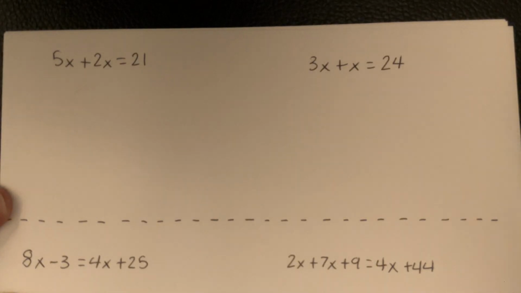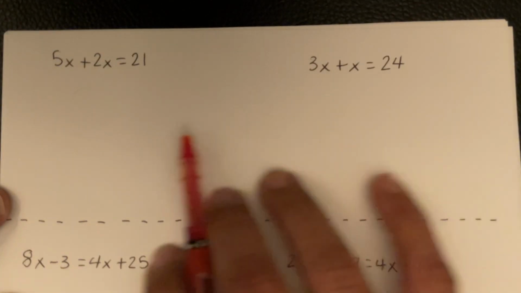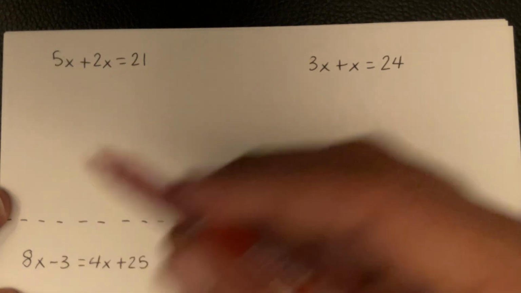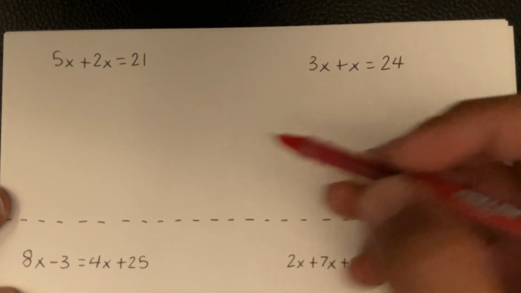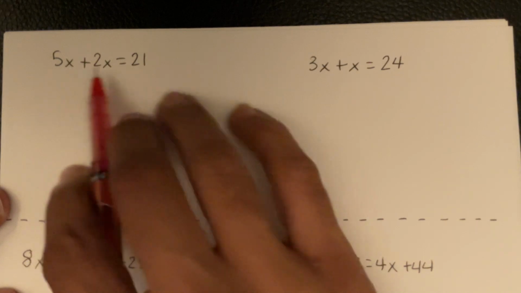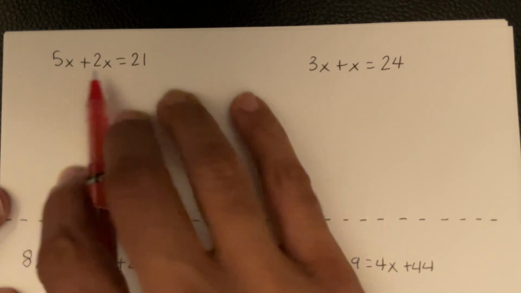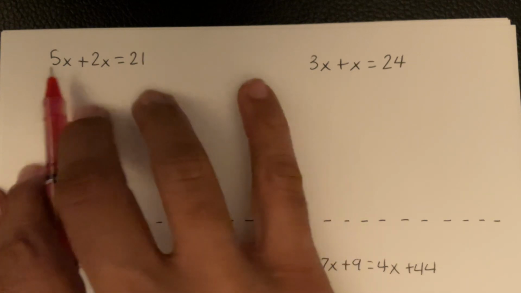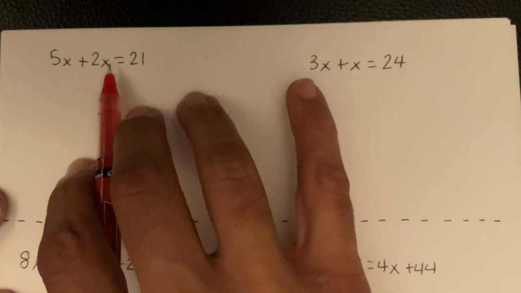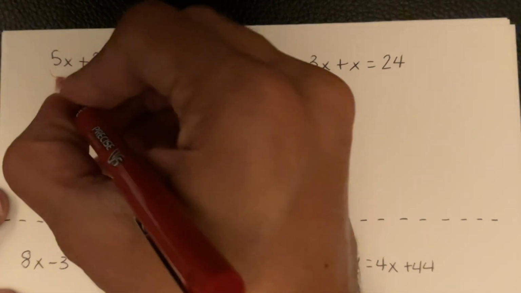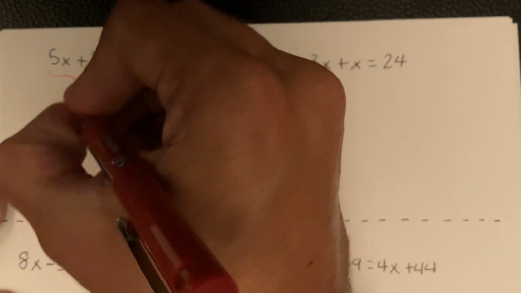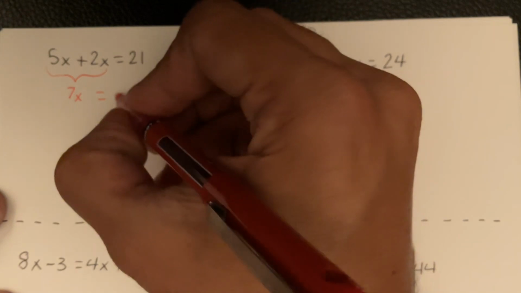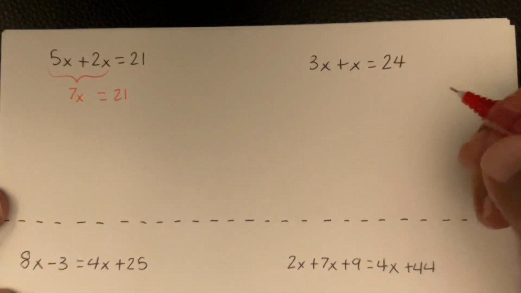All right, so we're going to be solving these two problems. These have combining like terms in them. So we're going to combine like terms, and then we're going to solve the equation. So this has too many x's, and they're on the same side of the equal sign. So you're allowed to put them together. So 5x's plus 2x's is going to give me 7x's. And that's going to be equal to 21 still.